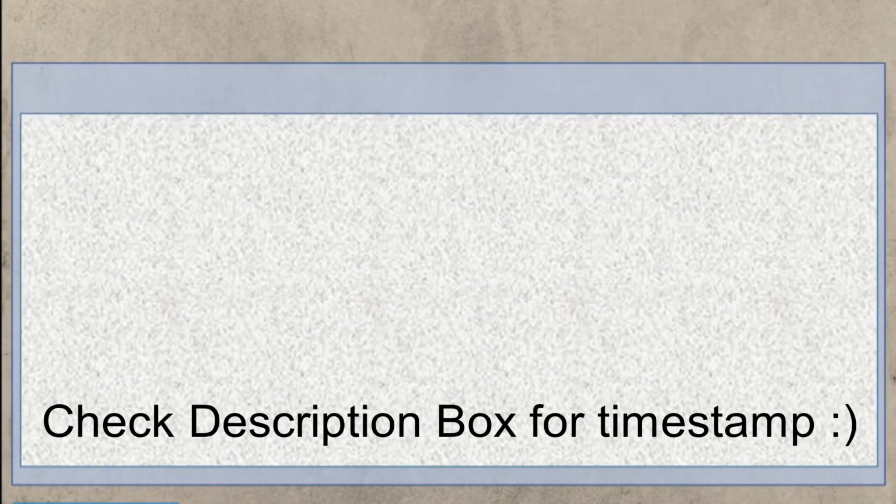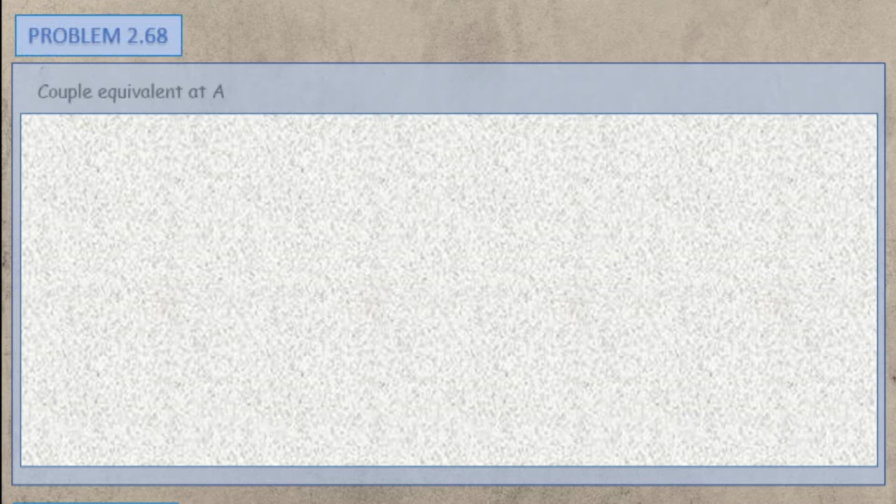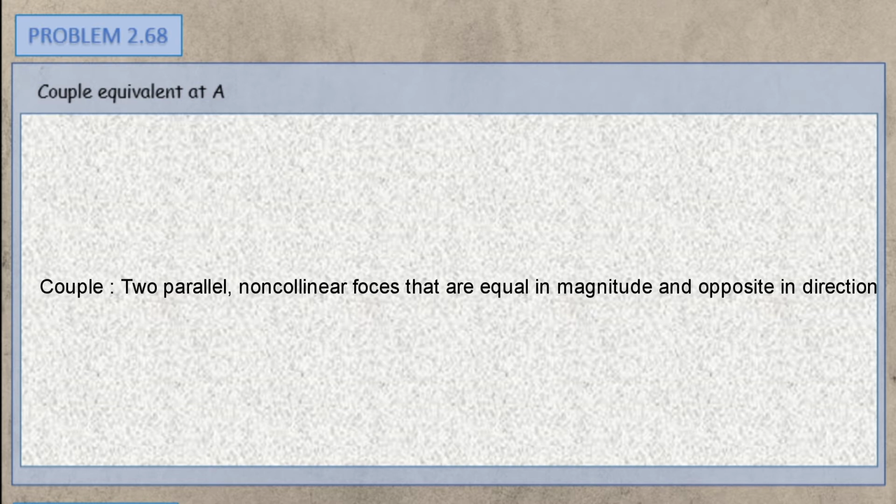Okay guys, so let's start to solve problem 2.68. For problem 2.68, we need to find the couple equivalent at A. So first, let us define what couple is. A couple is two parallel non-collinear forces that are equal in magnitude and opposite in direction.